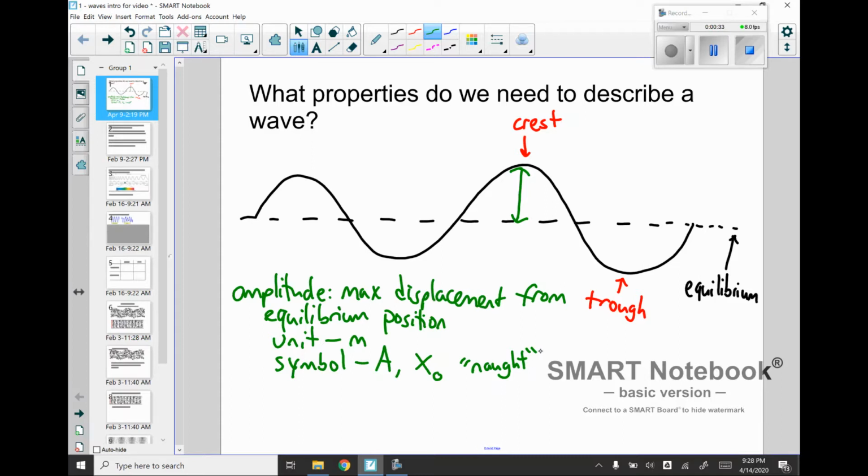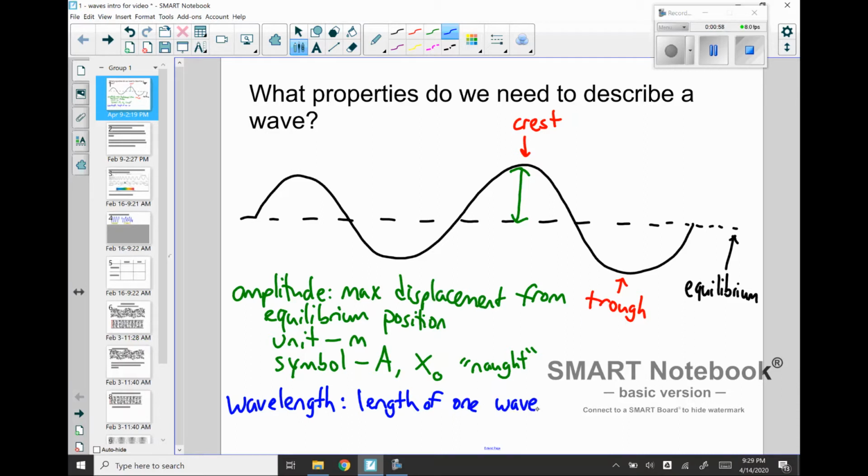The next major property that we can get just from looking at a wave directly and taking measurements from it is the wavelength. And I hate to use a definition that has those two words in it, but when it comes down to it, it is really the length of one wave.